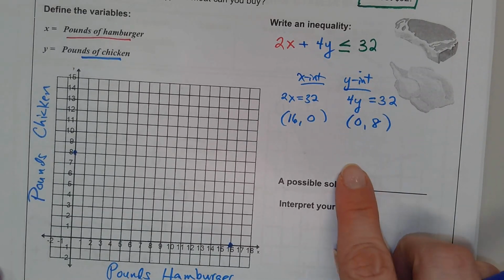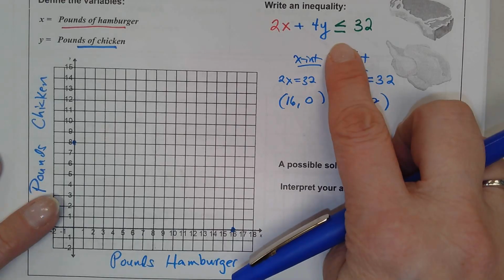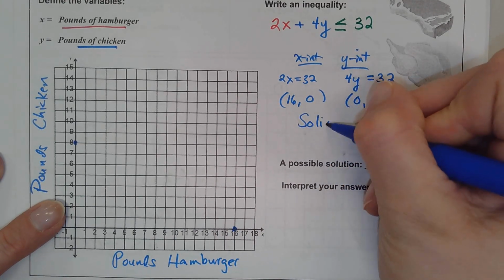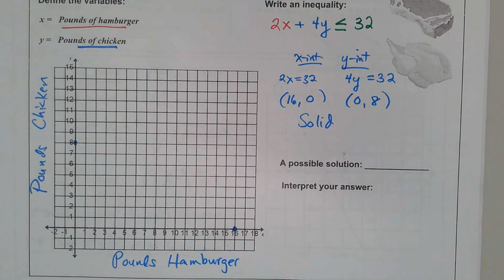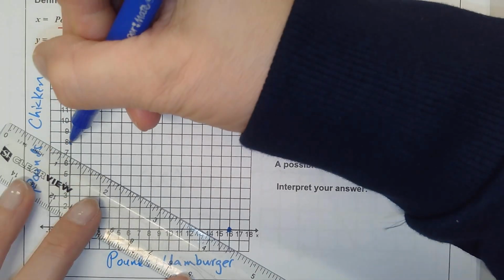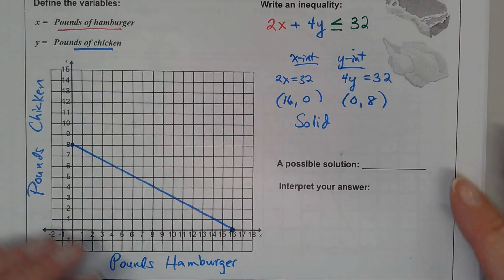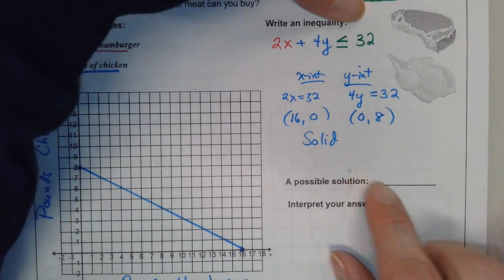Okay. And now there's a couple things we have to think about when you're graphing. What type of line are we going to use? A solid line because it has the equal sign. But we don't want to do any negatives. Point, point, solid. Okay. Now, how do you figure out the shading in standard form?